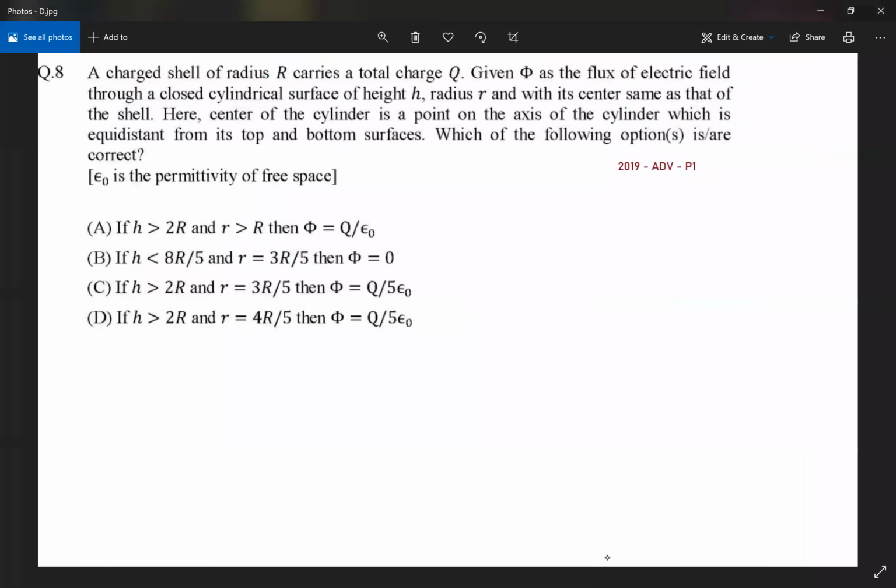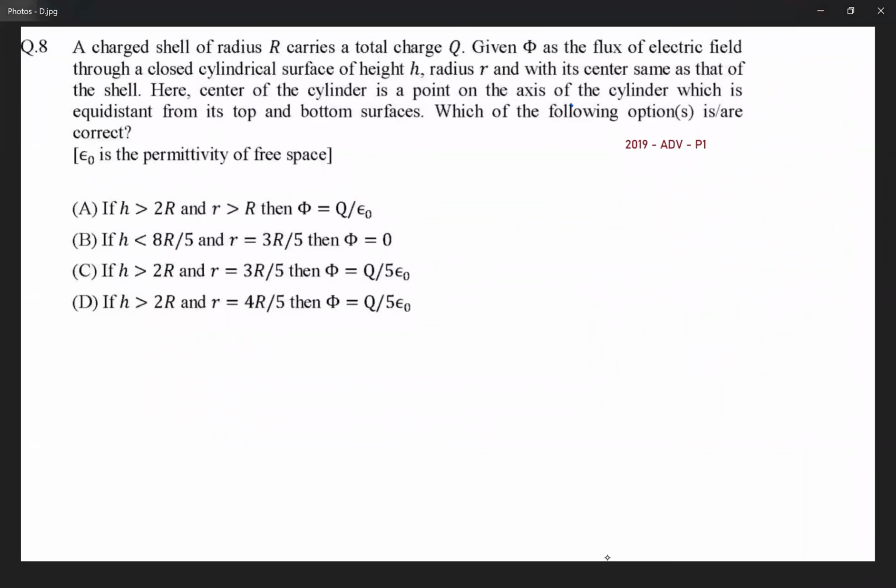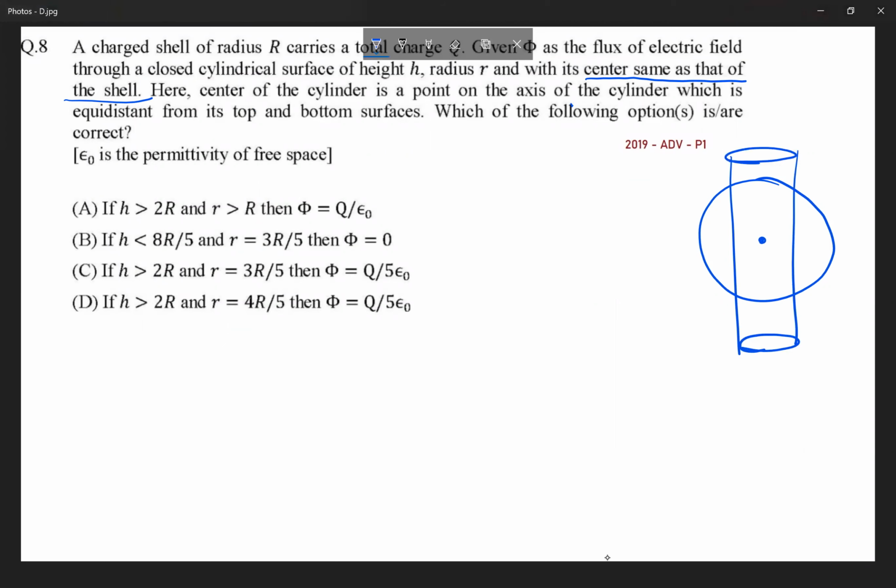A charged shell of radius r carries a total charge q. Given phi is the flux of the electric field through a closed cylindrical surface of height h and radius r with the center same as that of the shell. So when you draw a shell, the center of the shell coincides with the center of the cylinder as well. So you draw a cylinder and a sphere with the same center. This is the radius of the cylinder, that is the radius of the shell, and this is the height of the cylinder, which is h.